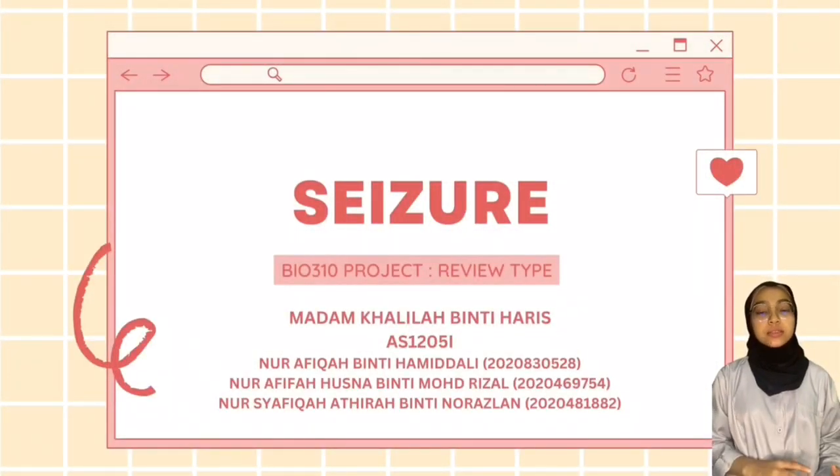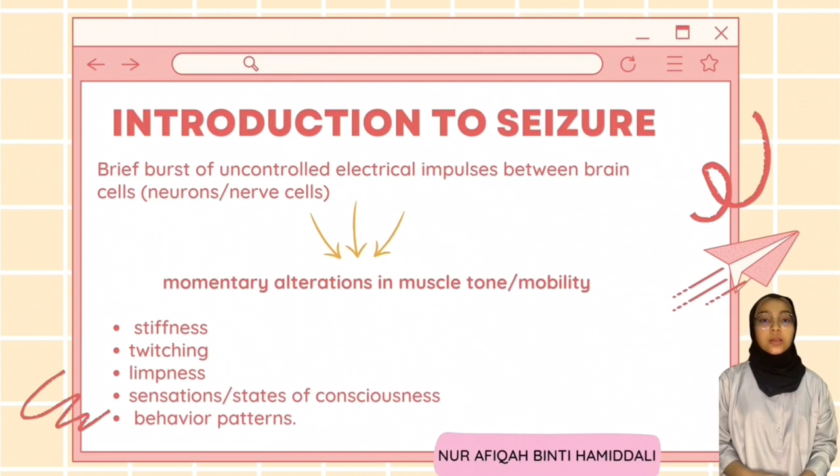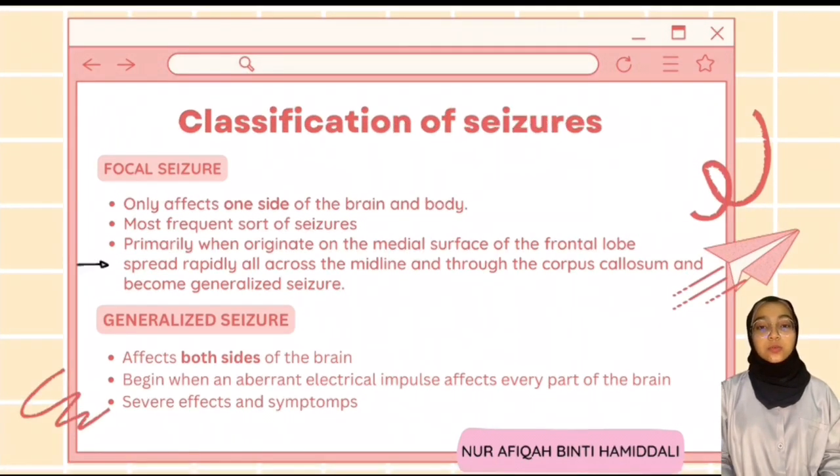So for our case study, me and my friends decided to go for a review mode on seizure. Let's start by understanding the definition of seizure itself. Seizure is a brief burst of uncontrolled electrical impulses between brain cells, also known as neurons or nerve cells, that results in momentary alterations in muscle tone or mobility such as stiffness, twitching, lameness, sensation or states of consciousness and behavior patterns.